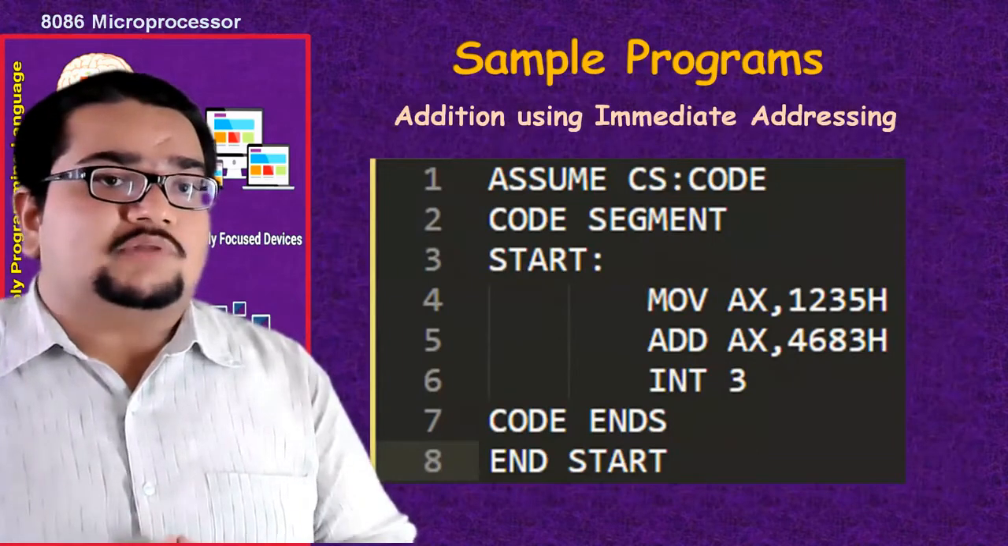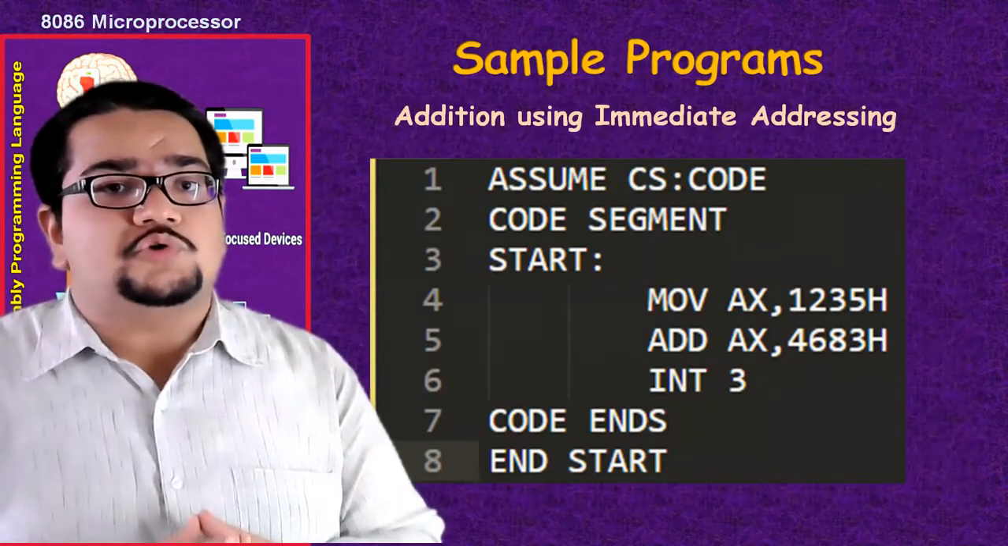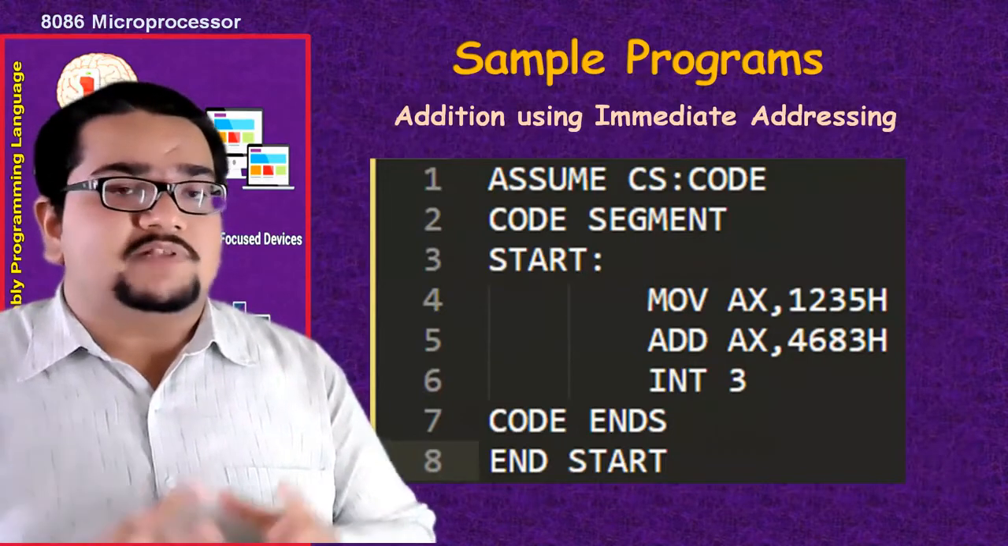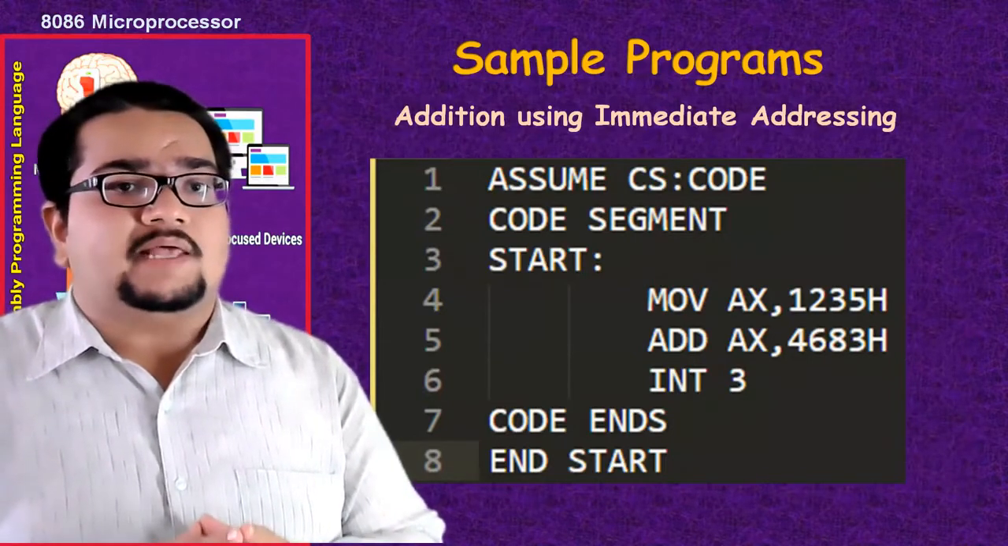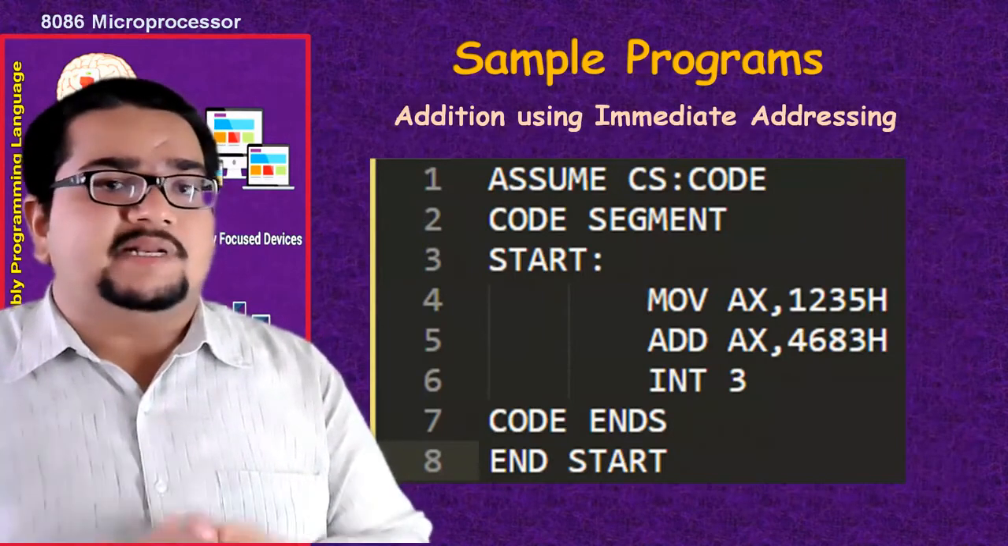So that is all about macros and procedures. Before we conclude our class, I want to show you a few assembly language programs. We'll start with a very simple program. It is a program for addition of 2 numbers using immediate addressing mode.